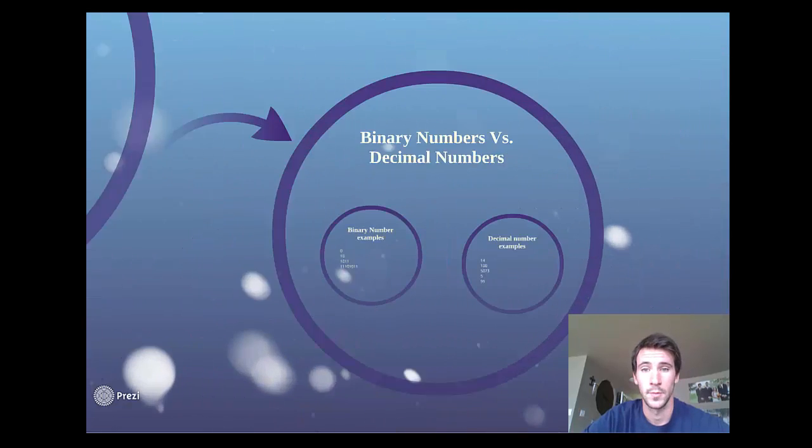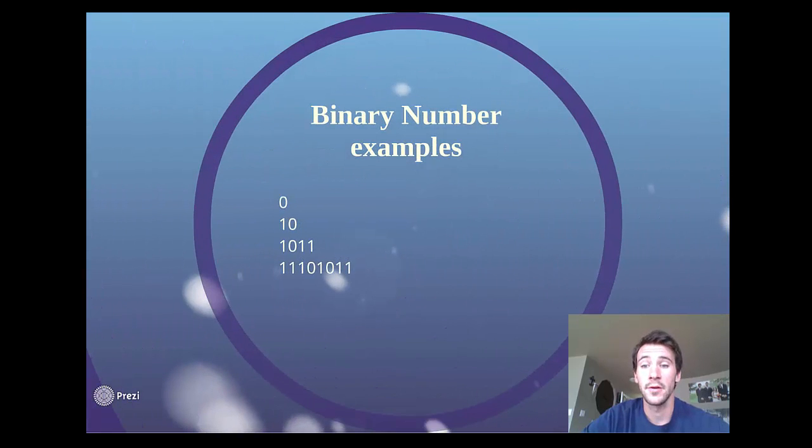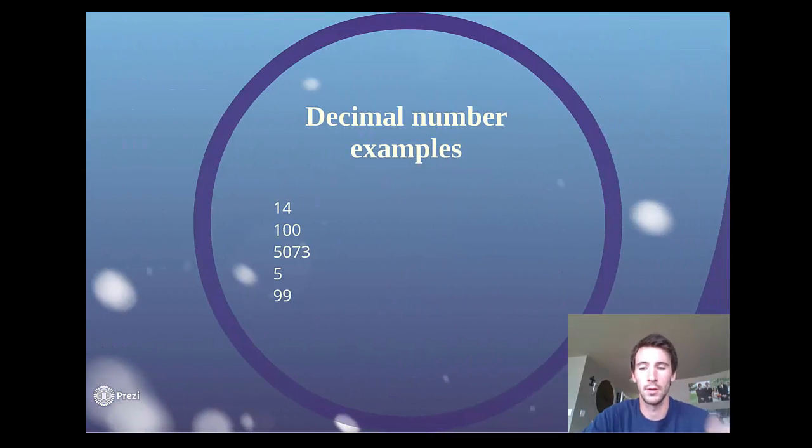So, how do binary numbers get converted to decimal numbers and back and forth? Well, let's just start with describing the differences. So binary numbers, let's see here. There's a 0 here. We got 1 0, 1 0 1 1, 1 1 1 0 1 0 1 1. So those are examples of binary numbers, and you don't say 0, 10, 1011, 11,101,000. You don't say that. You say 0, 1 0, 1 0 1 1, 1 0 1 1 1 above, right?